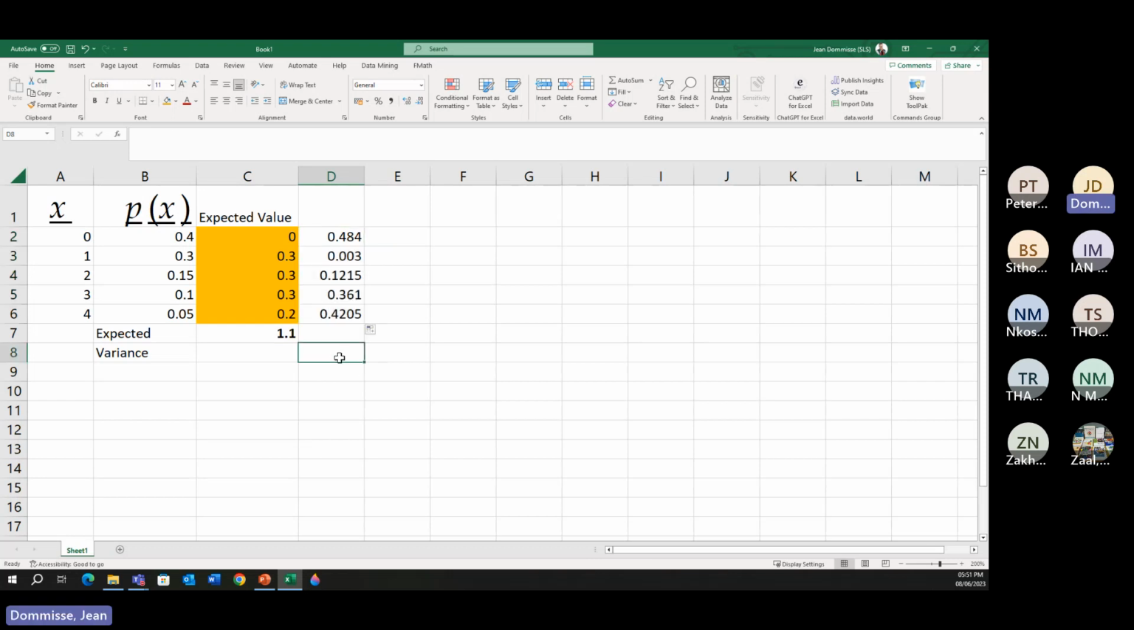And then in the end, we've done it for each one of them. So the variance in the end will again be a sum of all of them. And then if we needed to work out the standard deviation, it will just be the square root of the variance.